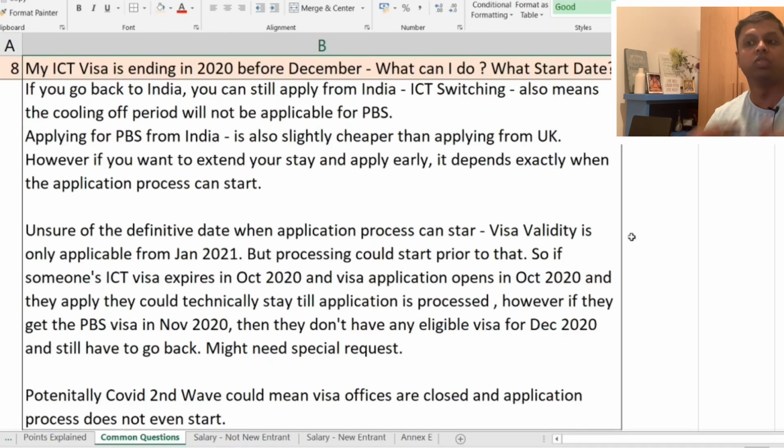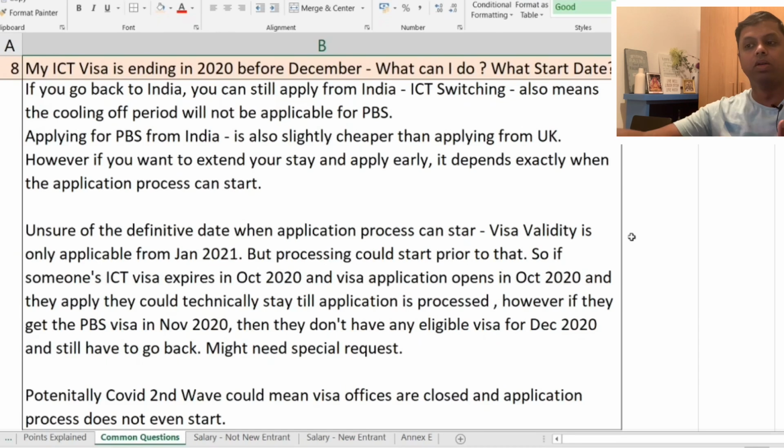So as soon as the application process starts, you can actually start applying, even if you've gone back to India. But we're not sure about the exact definitive date when the application process can start, because the visa validity is going to be from Jan 2021. For sure, the application will start from Jan 2021. But they have mentioned in a few places prior as well that the processing could start before that, like it could start in October 2020, for example.